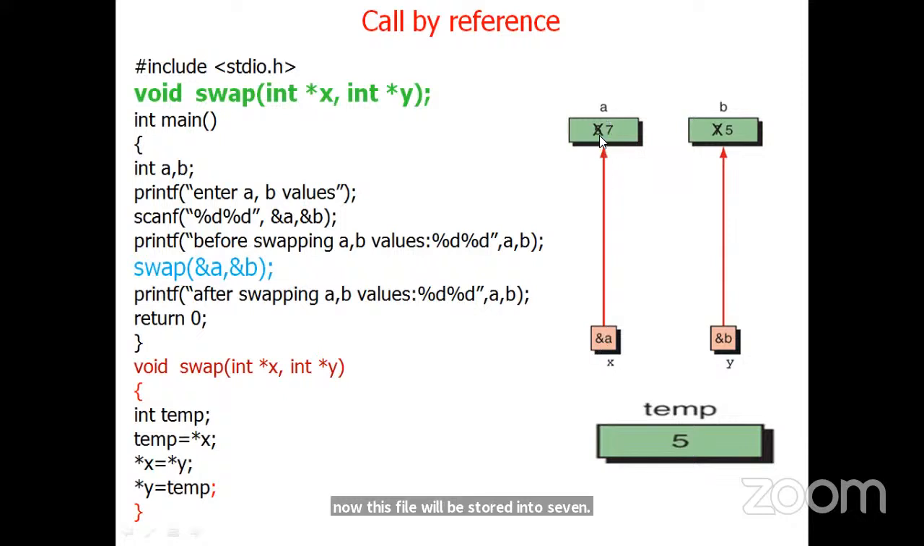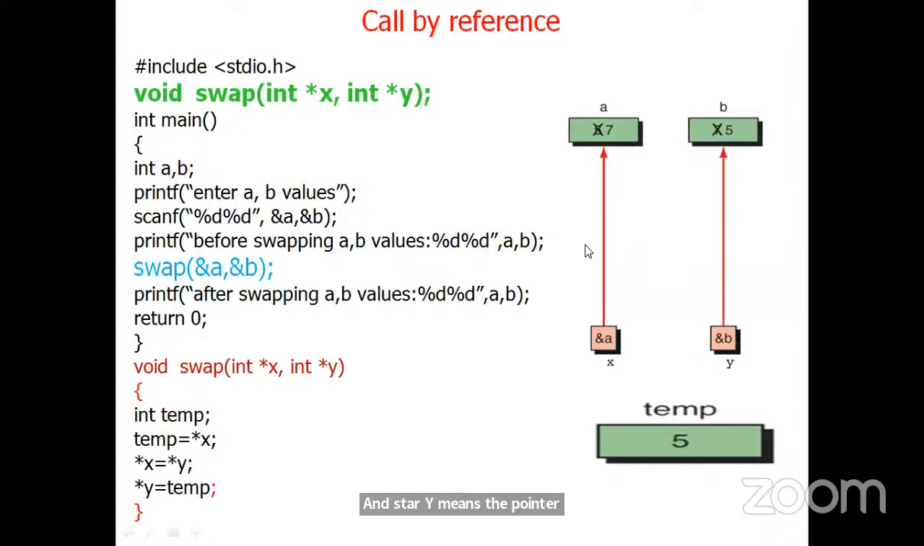In place of A, it is the pointer. *x means x is pointing to this A. Now it is reflected: 7 will be stored into this *x. And *y means the pointer y is pointing to B.